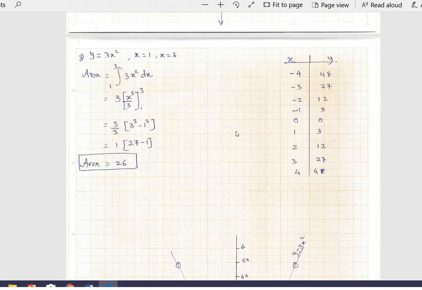Now we'll go to the third question. We must do the same thing for every question because all the functions are the same. Here y is equal to 3x square. Question number 3, y is equal to 3x square, and the range is x equal to 1 to x equal to 3, and the same page number 610.